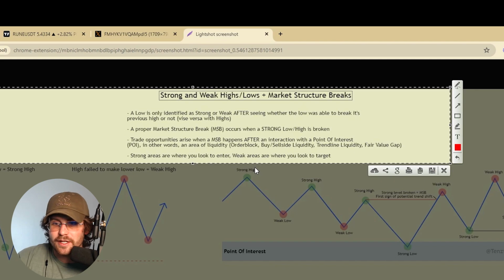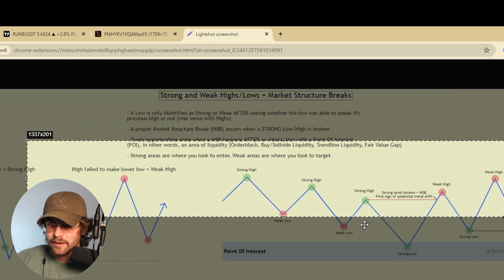Trade opportunities happen on high time frames and points of interest, and this is normally where a reversal point will occur. So if you have a high time frame fair value gap, trendline liquidity, buy side, sell side liquidity, whatever it may be, on high time frames, that point of interest gets hit. Good probability that a strong level may be broken in the near future and a bias shift will occur.